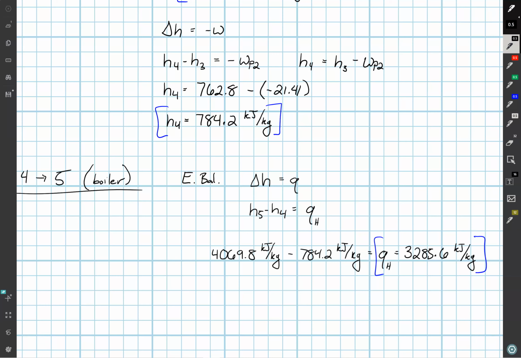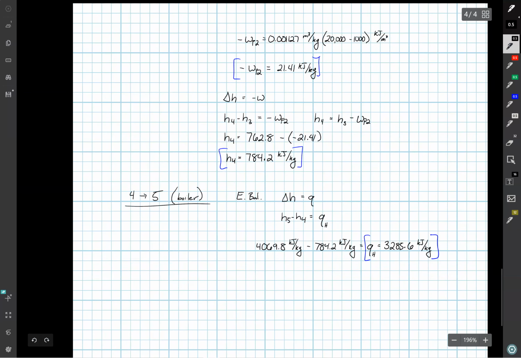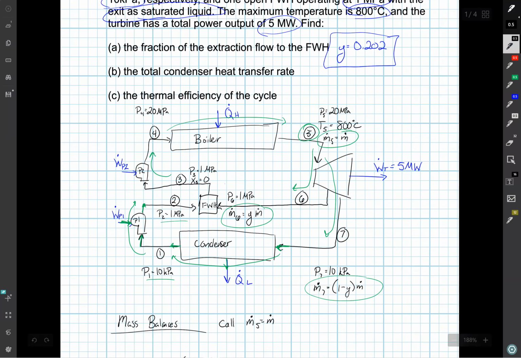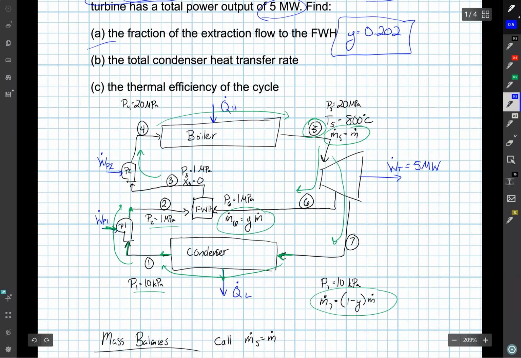We'll box that because we'll need that later. All right, so we've done a lot, right? But we haven't actually answered all the questions. We've gone through our whole cycle, figured out all the enthalpies, and figured out specific work and specific heat transfer for different things. But we have to actually go through and answer our questions. So we've answered part A. We now want to answer part B, the total condenser heat transfer rate.